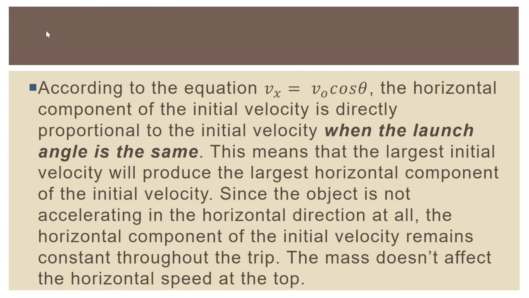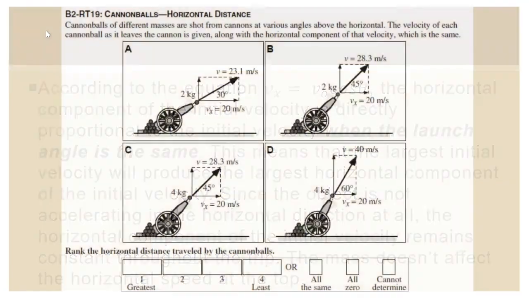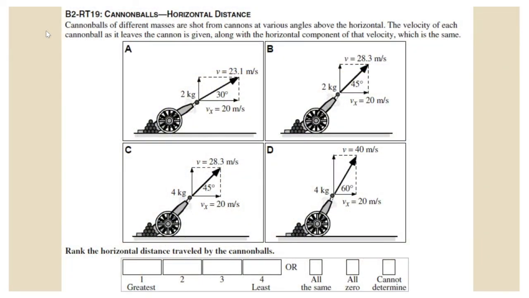So moving on, the next problem on the sheet, on the back side now, is B2RT19, Cannonballs, horizontal distance. I like this question. This is a great question. I want you to pay very close attention to this.